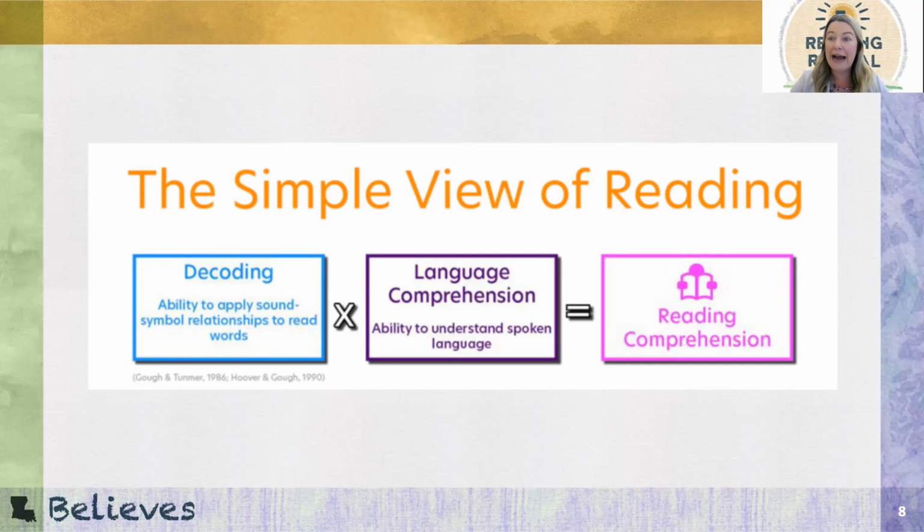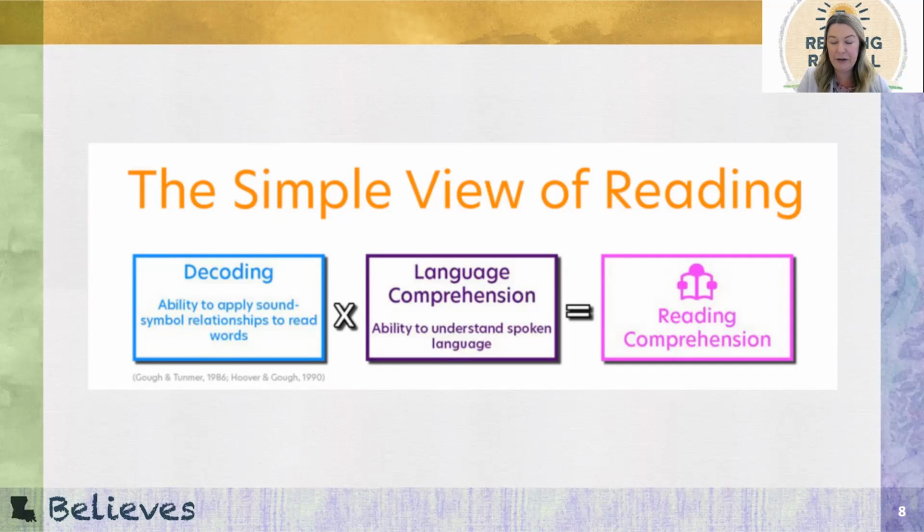And so if we're lacking one of those, if one of those becomes 0 and we multiply it times the other, then reading comprehension doesn't happen. Like I said, in middle and high school we're hoping that the majority or all of the students would have the decoding component, but some of them don't. We're going to talk in some later parts of the series about what can be done if students are missing the decoding component. But something we really live in at the middle and high school level is the language comprehension. And we're going to get into more of that too.